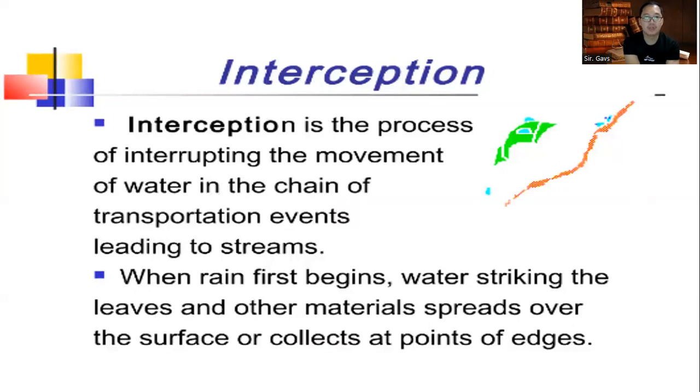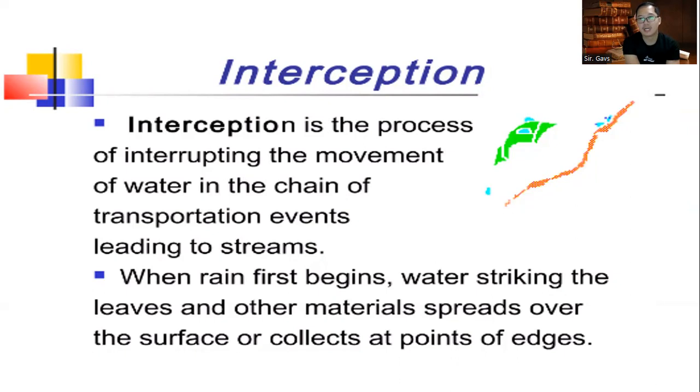So as precipitation occurs, there is also interception. It is the process of intercepting the movement of water into the chain of transportation events that leads to streams. So interception is like intercepting a basketball, getting the ball from the other team.